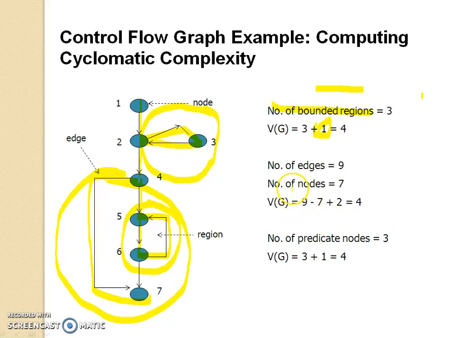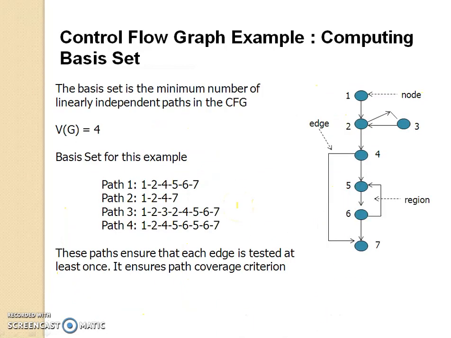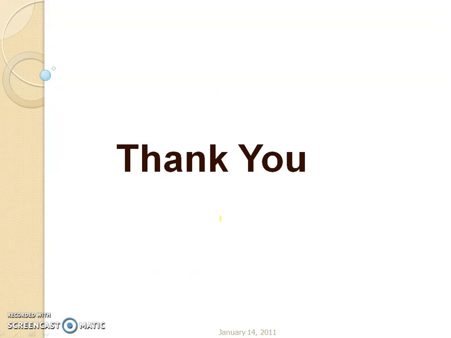Otherwise, we can also find the total number of edges. In this case, we have 9. Total number of nodes, in this case, is 7. And then the calculation of V(G) is based on the formula E minus N plus 2, that is 9 minus 7 plus 2, which is 4. Once we get the cyclomatic complexity, it helps us in finding the paths of traversal. As we can see, we can navigate all these paths from beginning till end, and essentially these will help us formulate the test paths to identify the test cases in the software.